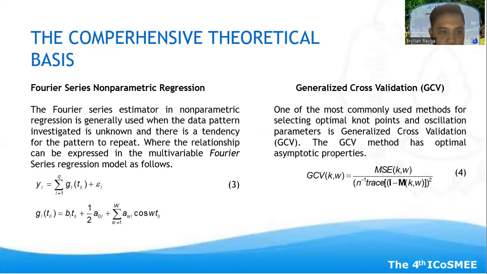Fourier series non-parametric regression is generally used when the data pattern investigated is unknown and there is a tendency for the pattern to repeat. The equation is equation 3. Next, generalized cross-validation. One of the most commonly used methods for selecting optimal knot points and oscillation parameters is generalized cross-validation. The model is given in equation 4.